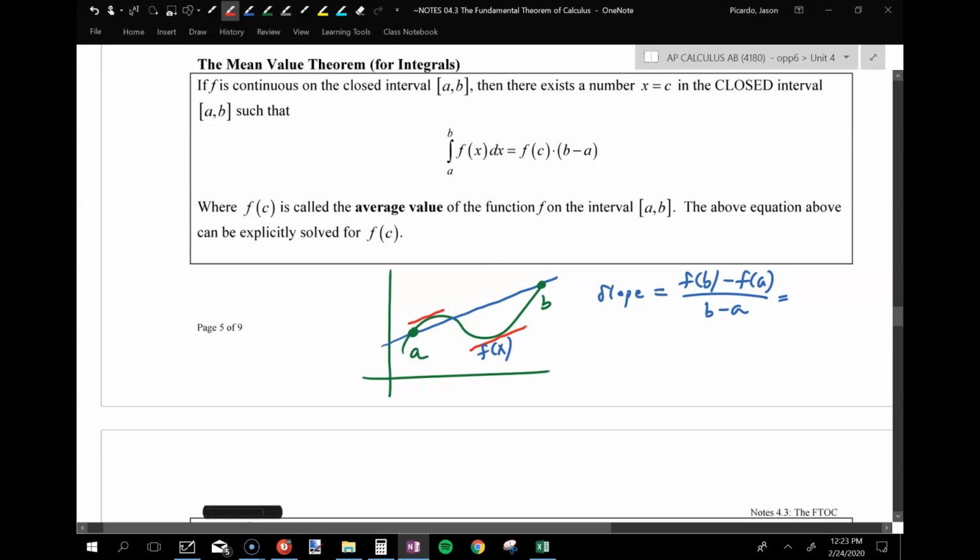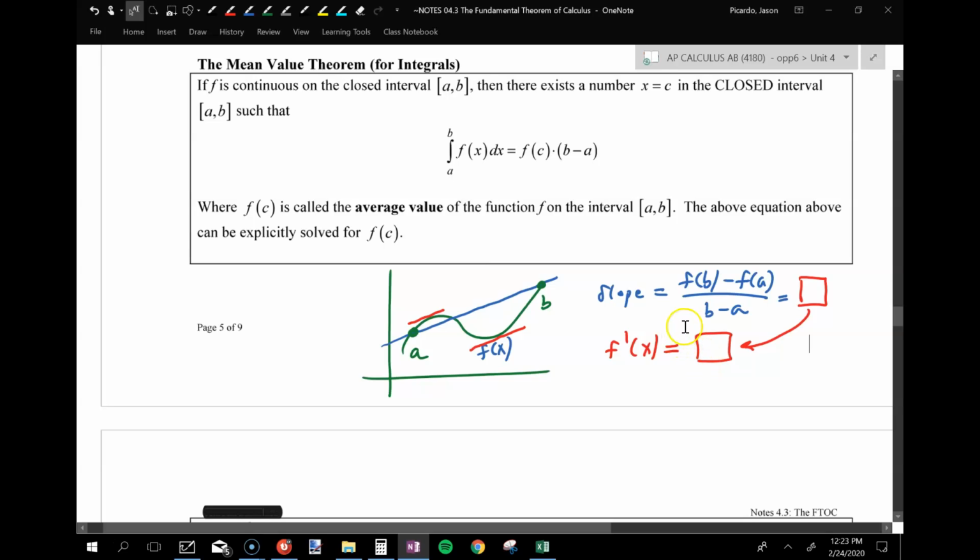So what did the mean value theorem say? The mean value theorem said there has to be derivatives that equal that. So if I got a slope of 2, then there has to be a derivative that also equals 2. Remember that concept, guys? Okay.